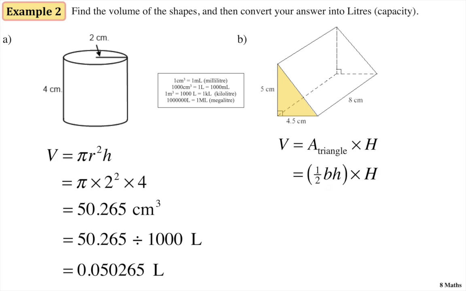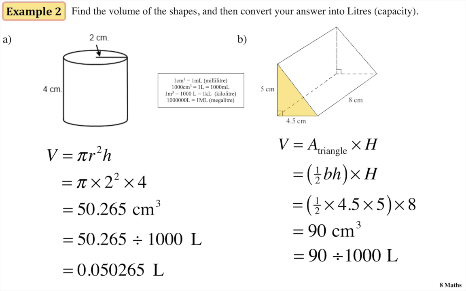So for my triangle, the base is 4.5, the height is 5, and capital H is the distance from the front to the back of my shape, which is 8 centimetres. Put that into my calculator, and I get 90 centimetres cubed. Now I know 1 centimetre cubed is a millilitre, and a millilitre is 1,000th of a litre, so it's 90 divided by 1,000, which is 0.09 litres.